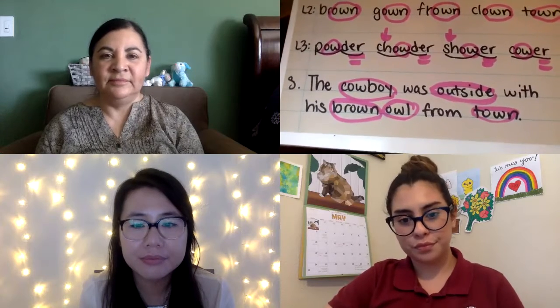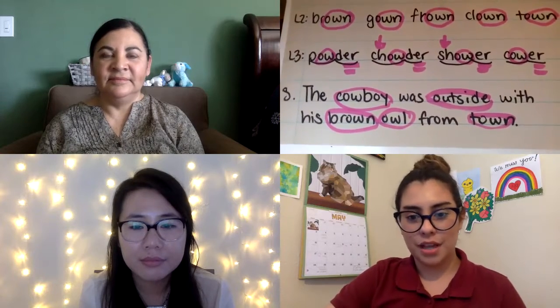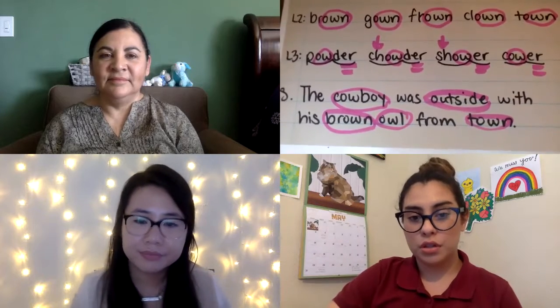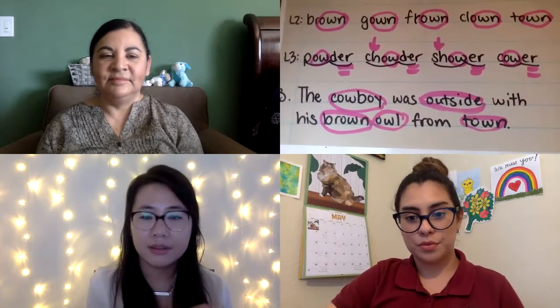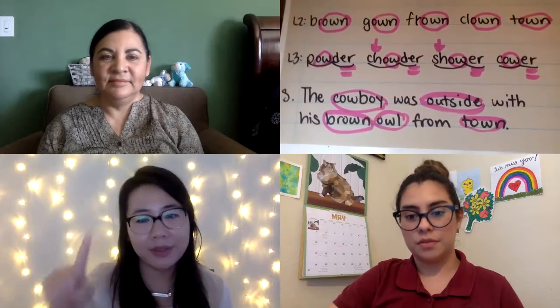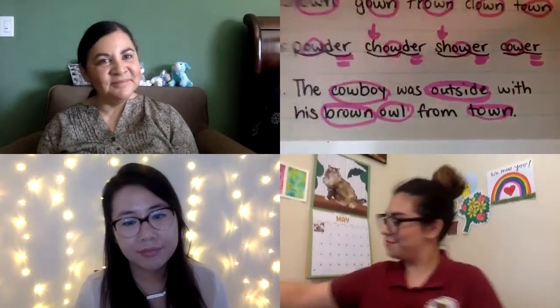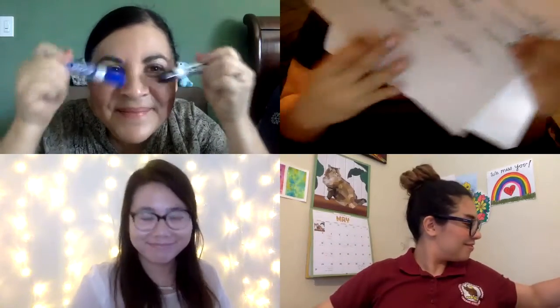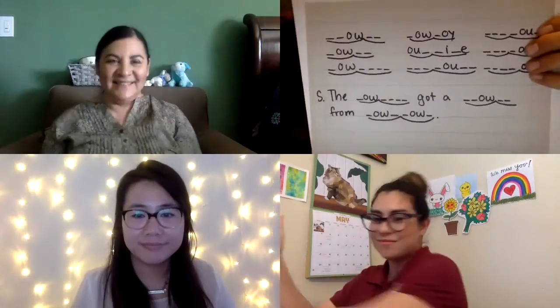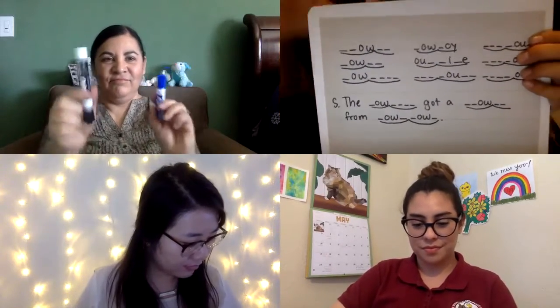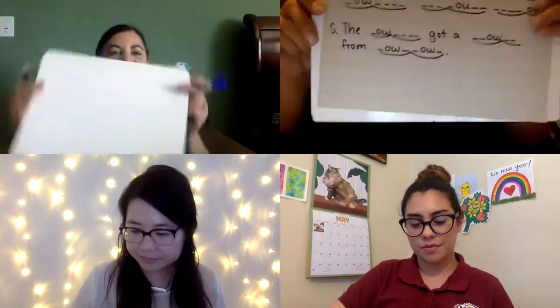All right, Ms. Yakimovich, can you reread that for fluidity? The cowboy was outside with his brown owl from town. Yes, and Ms. T, can you blend up, scoop it? The cowboy was outside with his brown owl from town. And Ms. Hernandez, is it decoding time? No, it's encoding time. Encoding time, boys and girls. Go ahead and grab that whiteboard marker, whiteboard, pen, pencil, paper, crayon, whatever you need. If you're on your Seesaw account, hit that plus journal and get started.